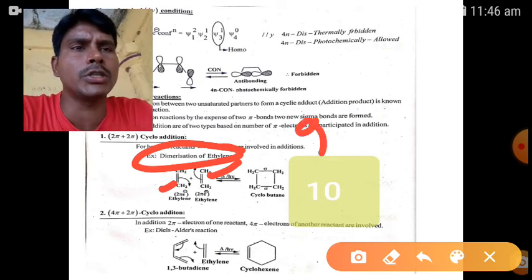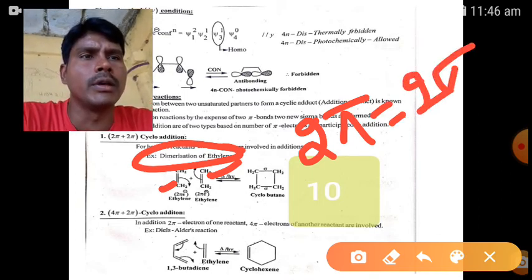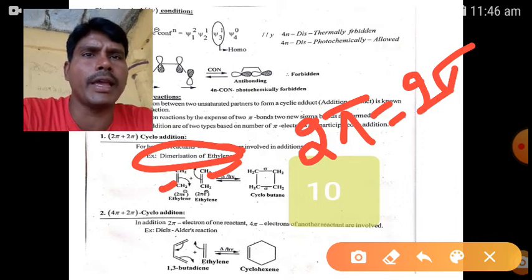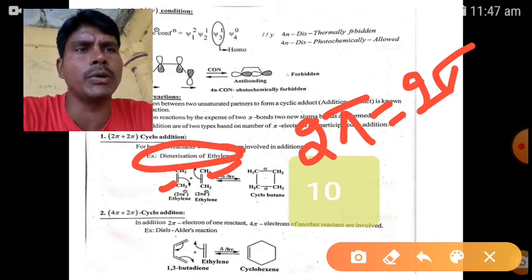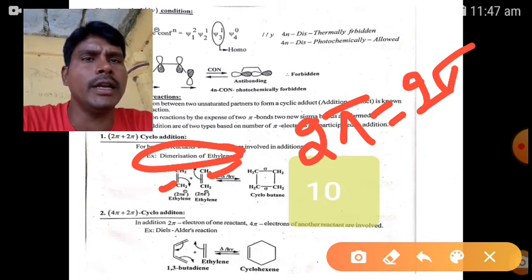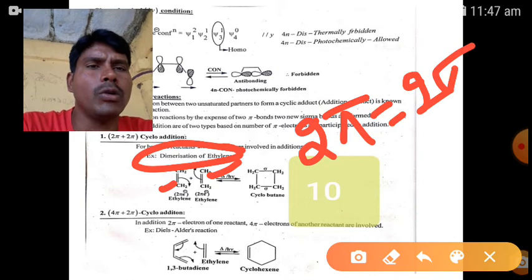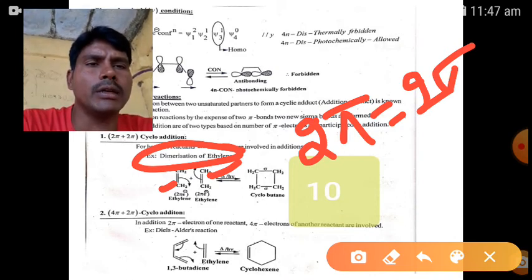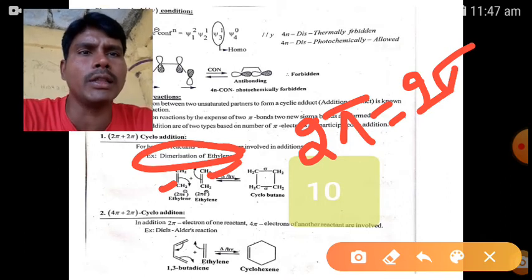Here 2 pi bonds are consumed in the cycloaddition reaction, and we get two new sigma bonds formed in this type of reaction. 2 pi bonds lost, 2 new sigma bonds formed. So one more best example, 4 pi plus 2 pi cycloaddition. In this addition, 2 pi electrons of one reactant and 4 pi electrons of another reactant are involved, that is the Diels-Alder reaction, a 4 pi 2 pi system. So in the presence of light or photolytic, we get cyclohexene.